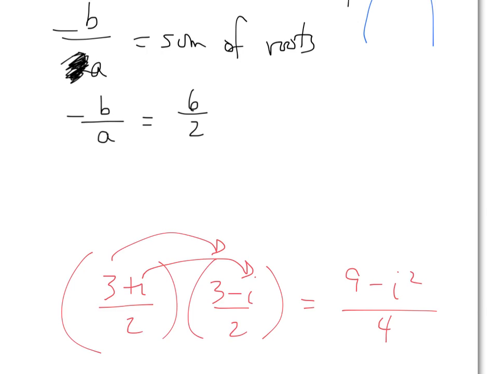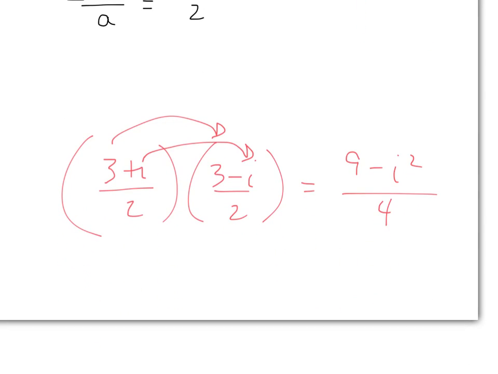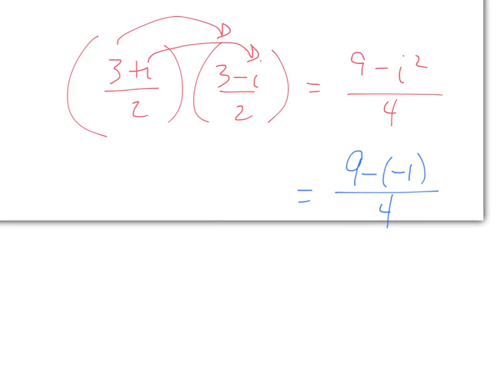9 minus negative 1, Mike, is? It's negative 9 over 4. Not negative 9, we're subtracting. Oh, 9 minus negative 1. So what do we get from 9 minus negative 1? Not times. 10. Yeah, over 4. Now, reduce that, first thing you reduce it to, becomes 5 over 2.